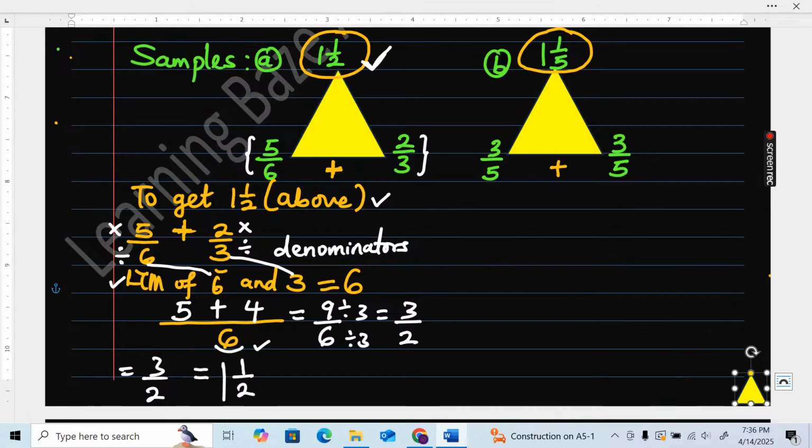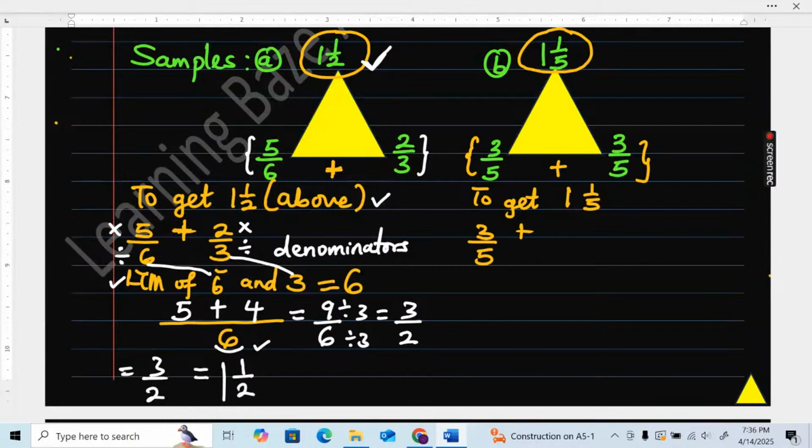Now, for the second sample, let's try to get one whole number 1 over 5. Let us add the two fractions that are at the lower part of the triangle. That is 3 over 5 plus 3 over 5.